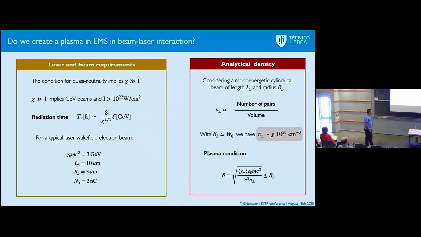So the plasma condition, right? This delta compared to the beam size. What is the result? How far are we from approaching this condition? You will see this afternoon that I think they have. So they are not here.